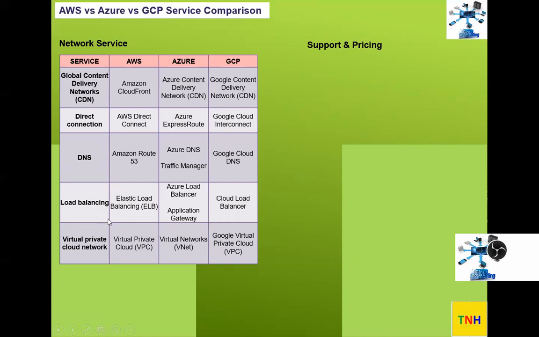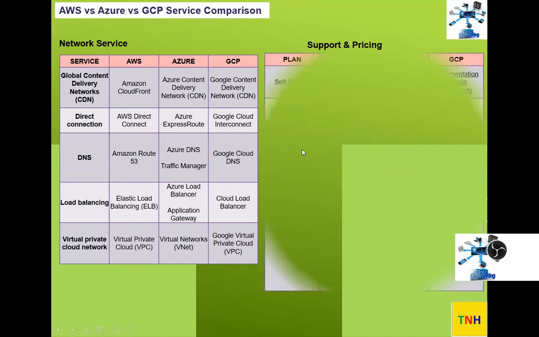So load balancing, AWS offers Elastic Load Balancing. Actually, they have the Classic Load Balancer and the Elastic Load Balancer. Classic Load Balancer is not listed here, but anyway. So Azure has Load Balancer and Application Gateway, right? GCP has Cloud Load Balancing, right? So for virtual private network, VPC by AWS, VNet by Azure, VPC by GCP.